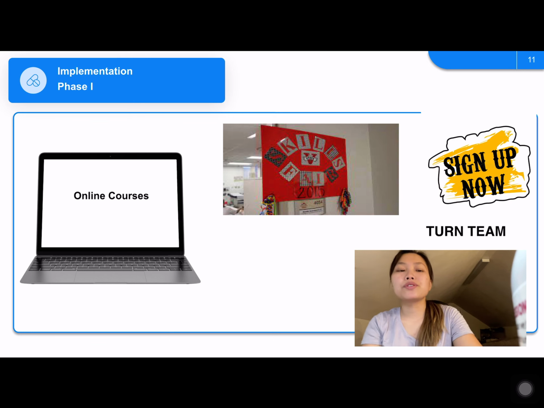So how to implement this proposal into real life? I would like to break this into 3 main phases, and the time for the process is a year. In the first phase, the staff have to take the online courses about the intervention, learn about the automatic turning system concept, and about the definition of the turn team, what its function is, and how to communicate with the team members.